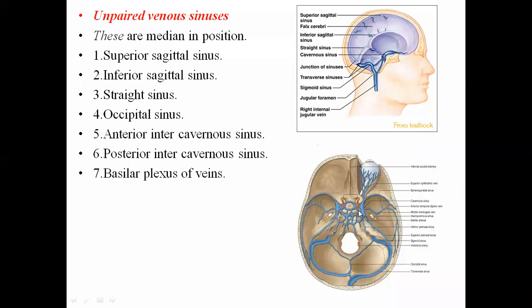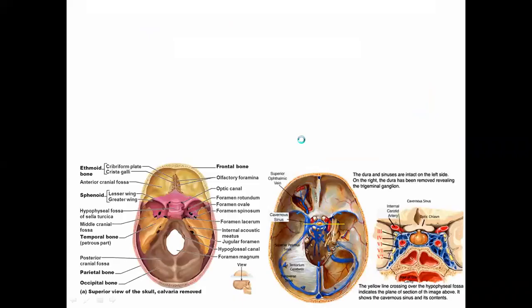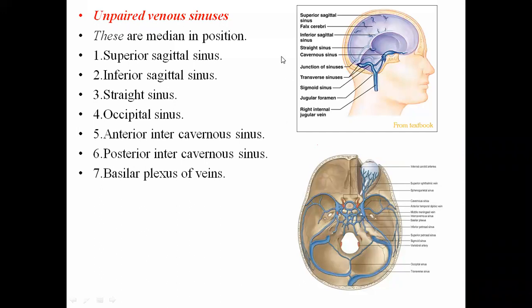Basilar plexus of veins. They are located on the clivus part of the bone of the skull. This is basilar plexus of veins. There are group of veins can be seen. So we have seen the unpaired venous sinuses. There are 7 unpaired venous sinuses located almost in the midline of the skull.